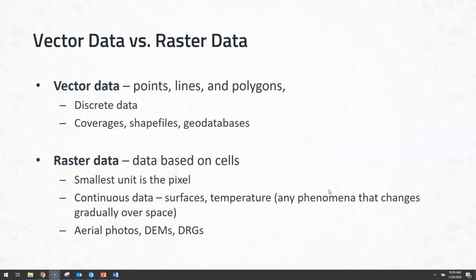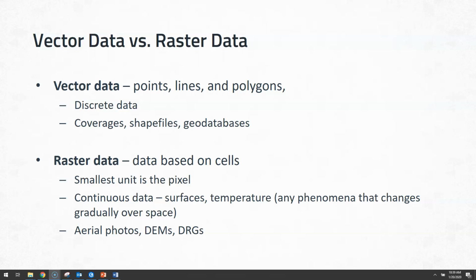So there are two different types of data models that are used in GIS. There's the vector data model and the raster data model. Vector data are points, lines, and polygons. So they're discrete data, and they're things like shapefiles and geodatabases, which you're used to working with. Coverages are an older data model, but you'll see those every now and again, so I put it there just so that you know that they exist.